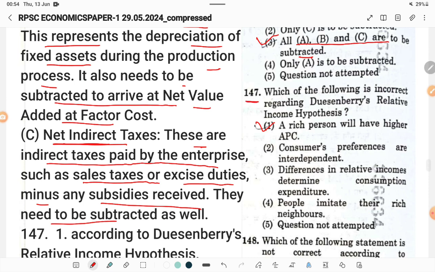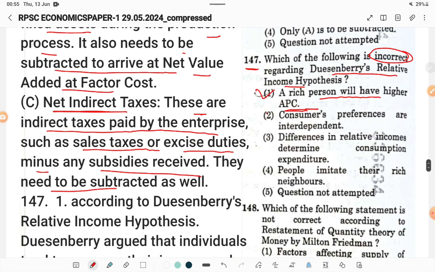Now the next question, 147. Which of the following is incorrect regarding Duesenberry's relative income hypothesis? So the first option, a rich person will have a higher average propensity to consume. So this statement is incorrect here, and all the other three statements are correct. Consumers' preferences are interdependent, differences in relative income determine consumption expenditure, and people imitate their rich neighbors. So all three of those statements are correct, and one is incorrect here. So the first one will be the right answer here.